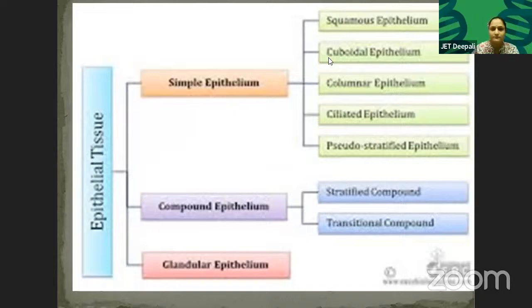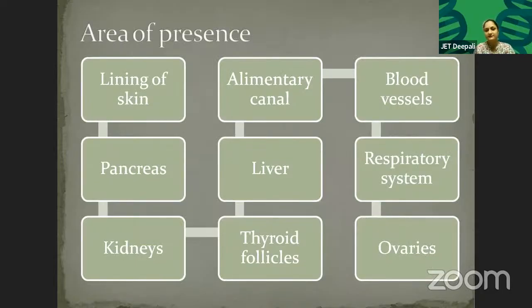Next slide is the area of presence. These are only a few main areas; there are many more not covered in this slide. Area of presence: lining of skin. Your whole skin is made up of epithelial tissues, and that too squamous epithelium.